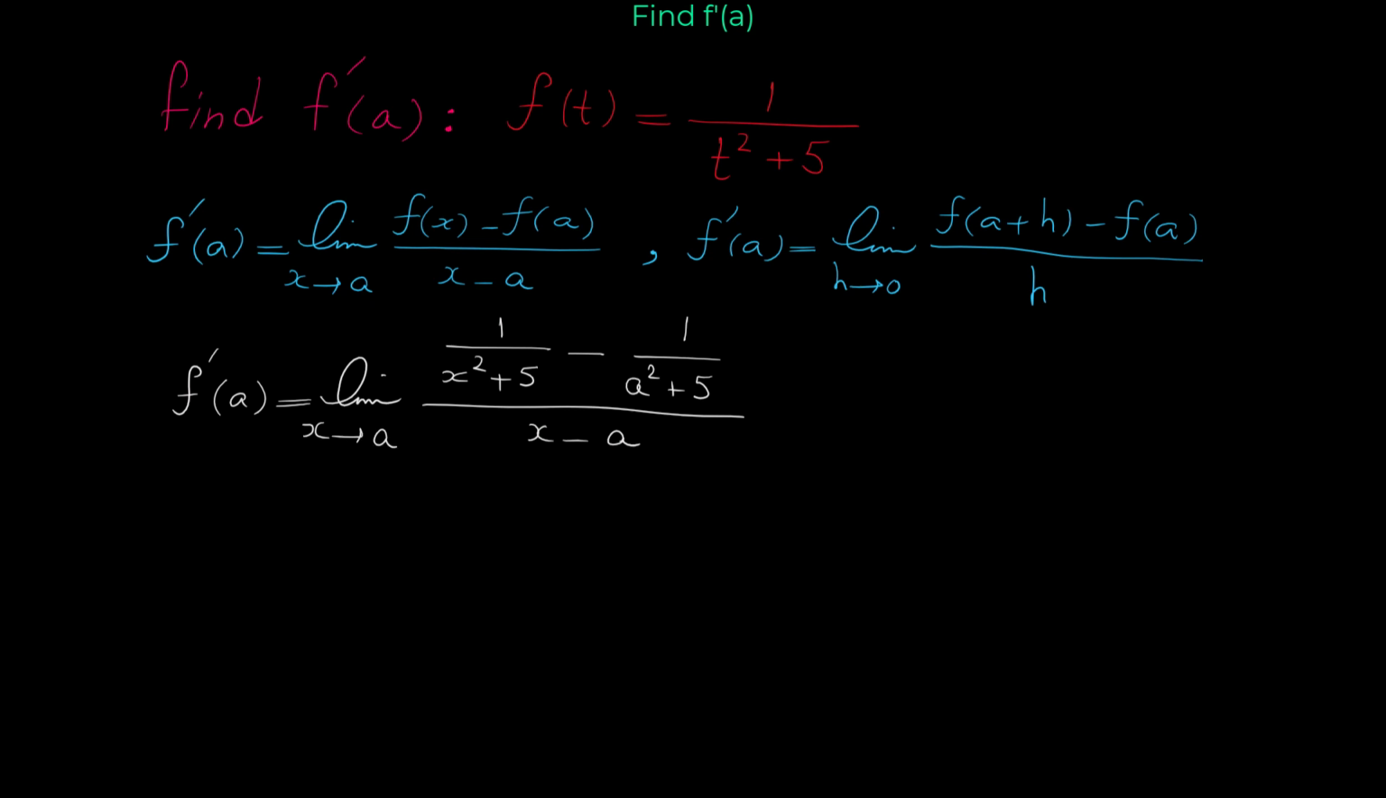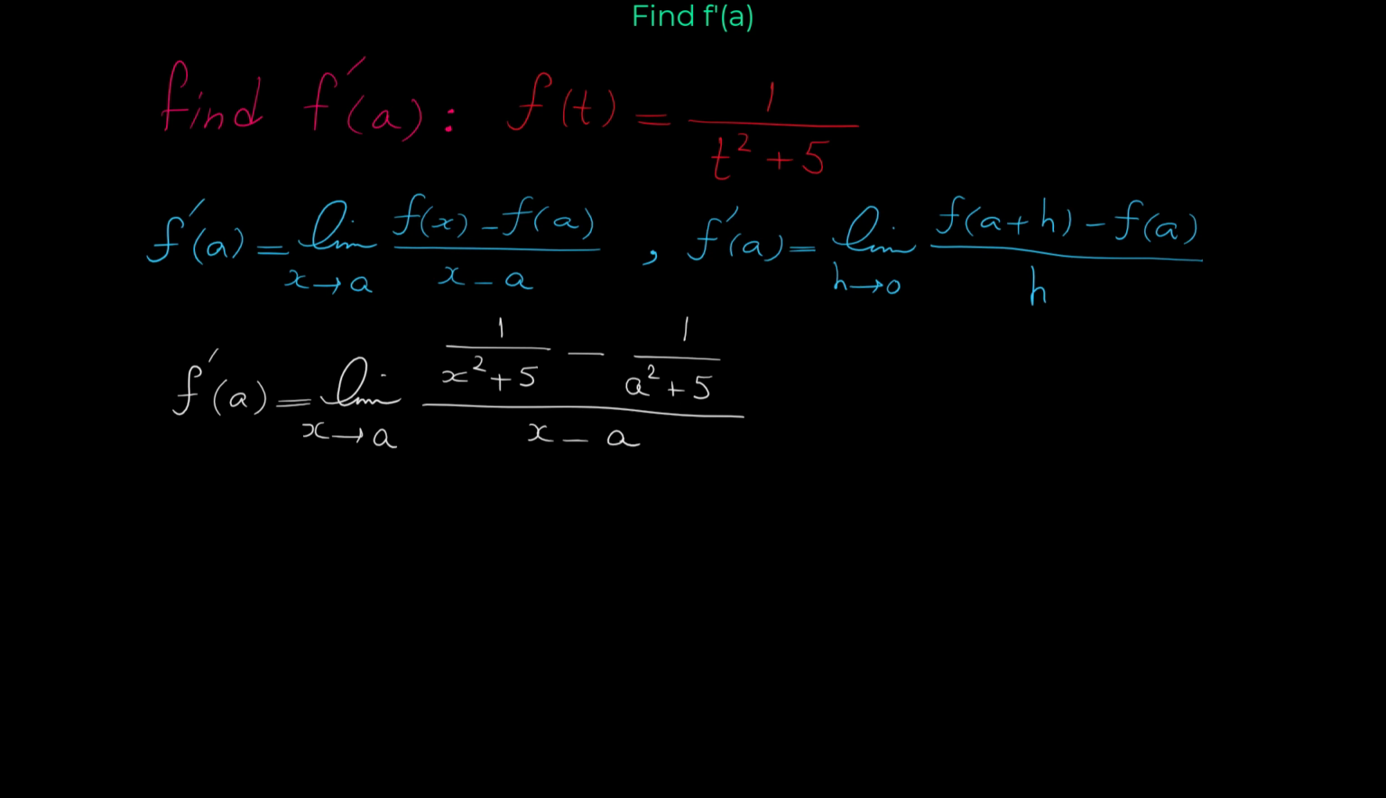Attention, if you want, you can rewrite this formula in terms of t, because the given function is in terms of variable t. Instead of saying f prime of a equals limit of f of x minus f of a over x minus a, you can say limit of f of t minus f of a over t minus a when t approaches a. But I prefer to keep the original formula, and I am not going to change the name of the variable x to t. Now, we have to find a way for simplifying the numerator.